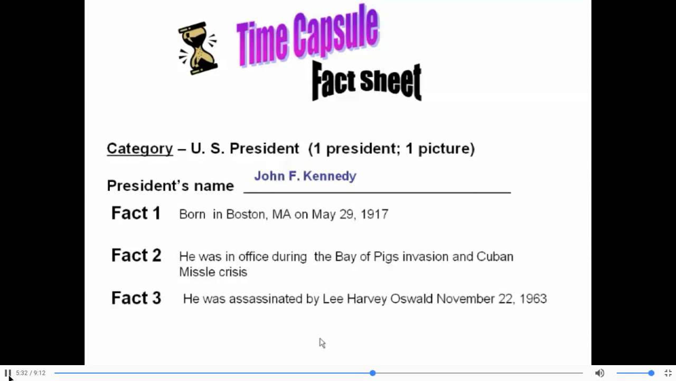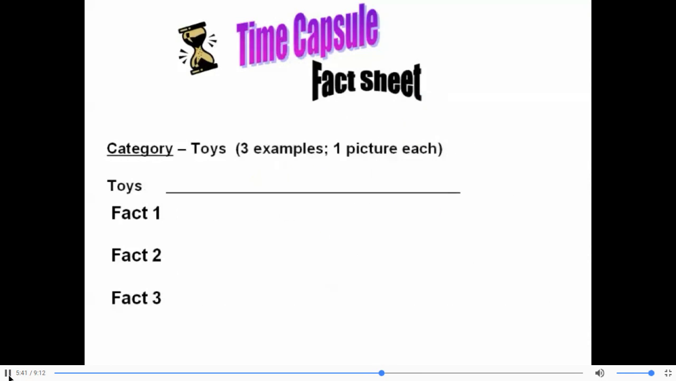Now, this is an example of a category where you find one form of something. Let's look at the other type of category, in this case, toys. For the category of toys, you will need to find three examples, so pay close attention to this. You will also find one picture each.